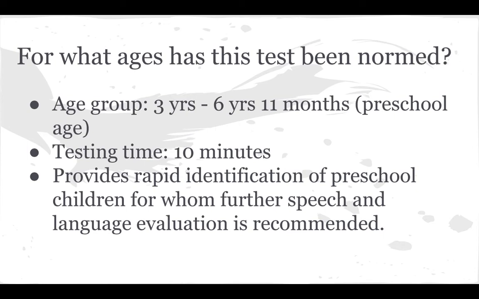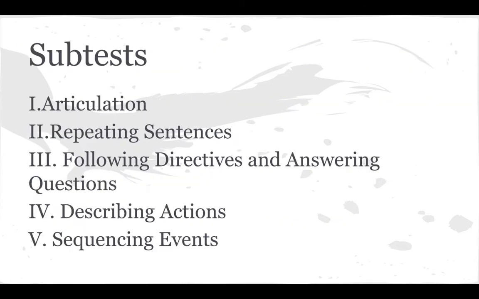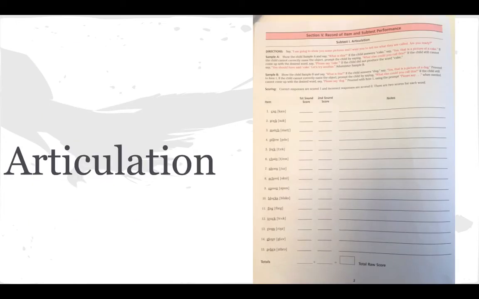For what ages has this test been normed? The age group is 3 years to 6 years and 11 months, which is preschool ages. The testing time is about 10 minutes, which provides rapid identification of preschool children for whom further speech and language evaluation is recommended. The subtests are articulation, repeating sentences, following directives and answering questions, describing actions, and sequencing events.